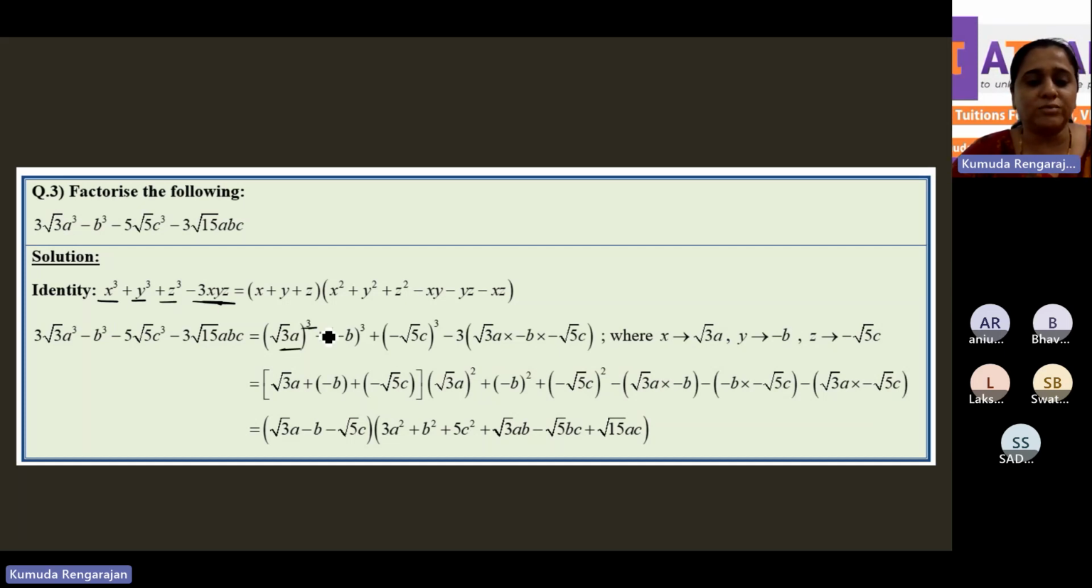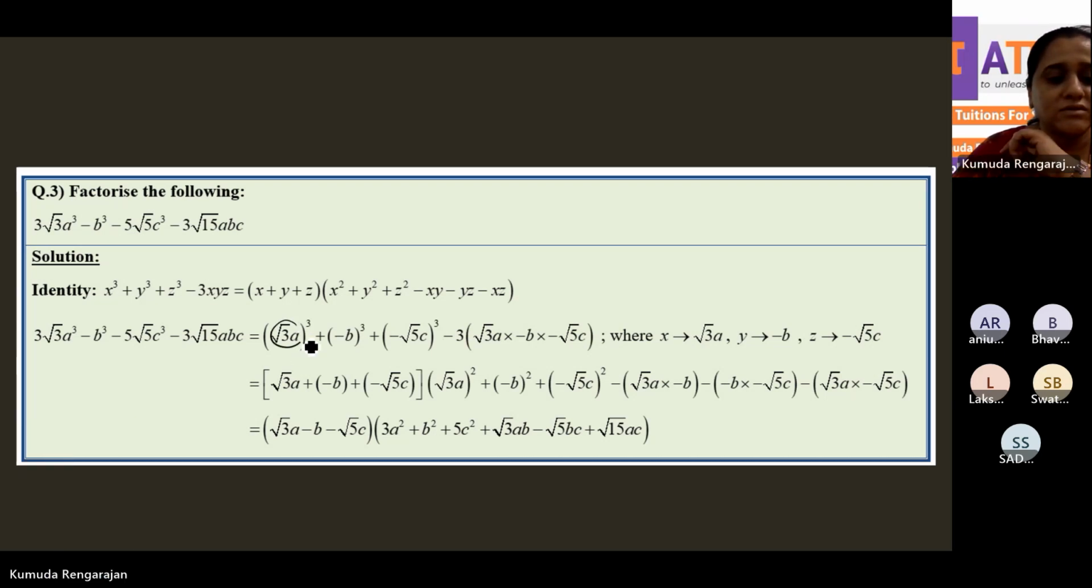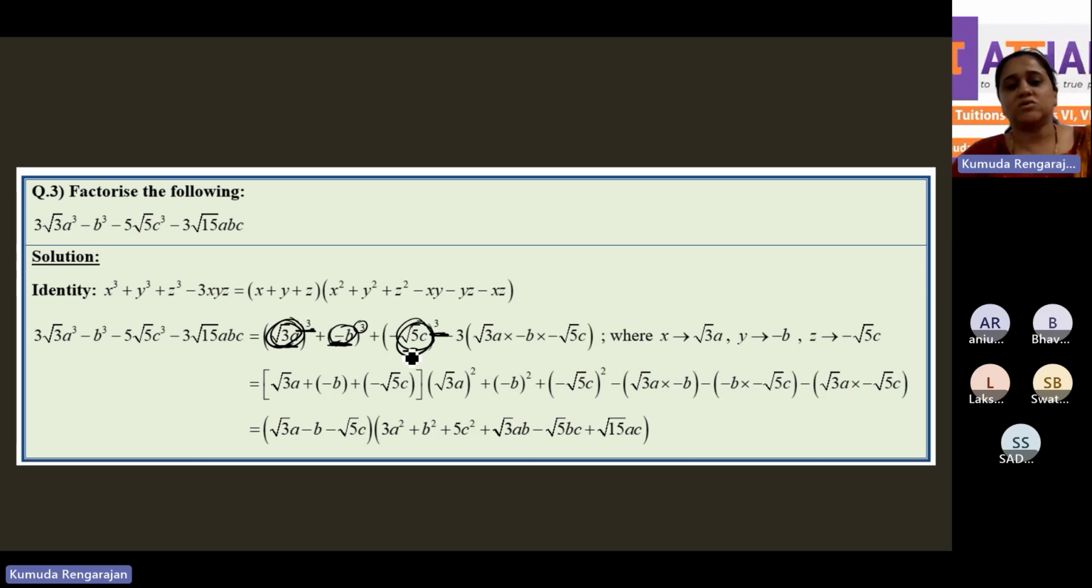So see here, x cubed plus, outside the sign is plus. y cubed, put a minus here inside. Plus z cubed. Take the minus inside, because it is minus here. Then minus 3 into x into y into z. This is x, this is y, this is z. Because this is x cubed, so this is x. This is y cubed, so this is y. This is z cubed, so this is z. So 3 into x into y into z. Where x is this one, y is this one, z is this one.